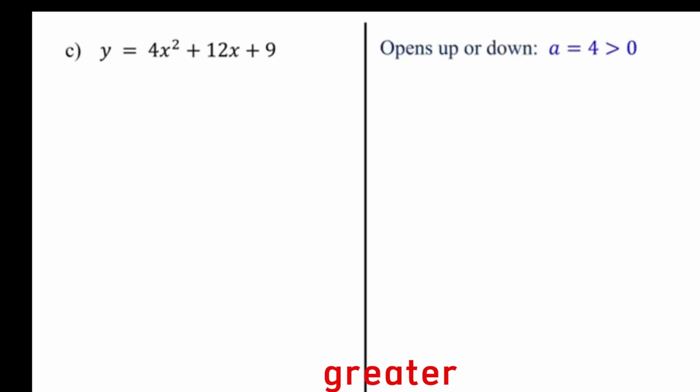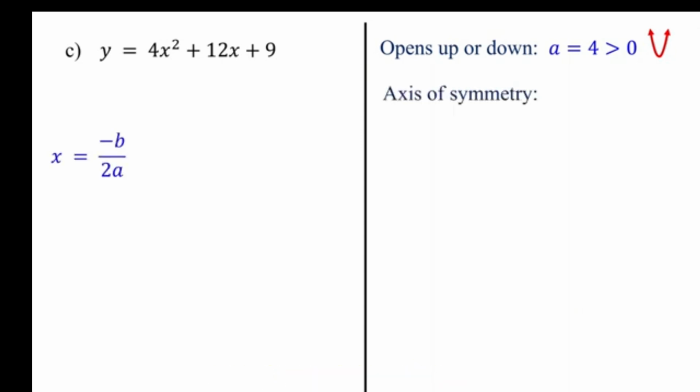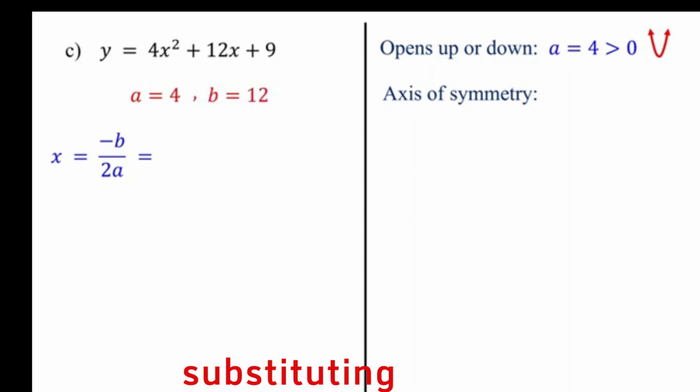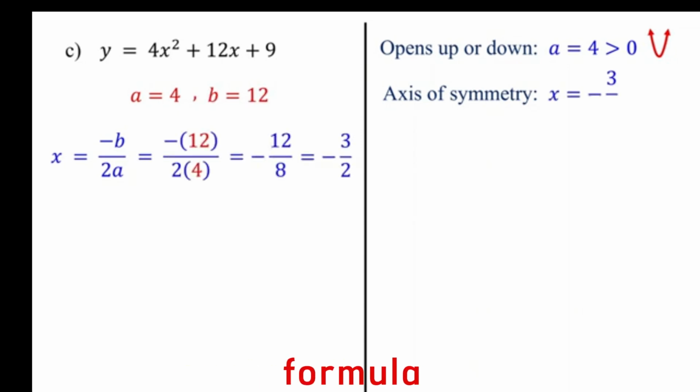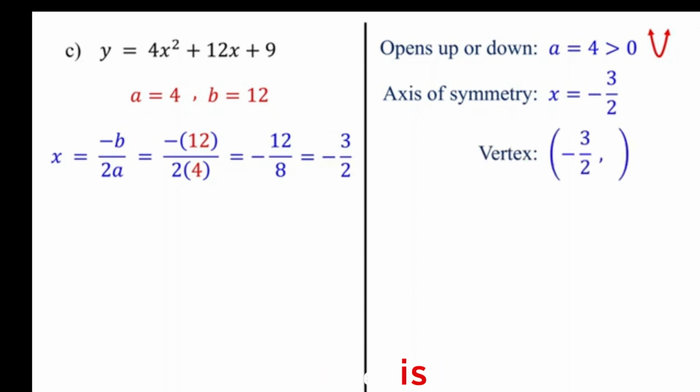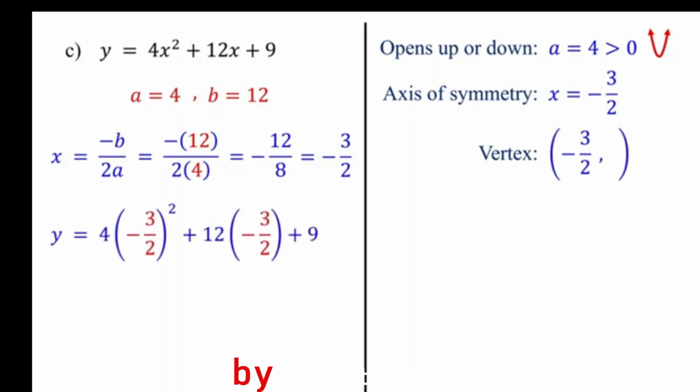Since a is greater than 0, the parabola opens upward, right? Next, find the axis of symmetry. A is 4. B is 12. Substituting these values into the formula, we find that x equals -3/2. Next, find the vertex. The x-coordinate of the vertex is -3/2, right? Find its y-coordinate by substituting -3/2 for x into the original function.